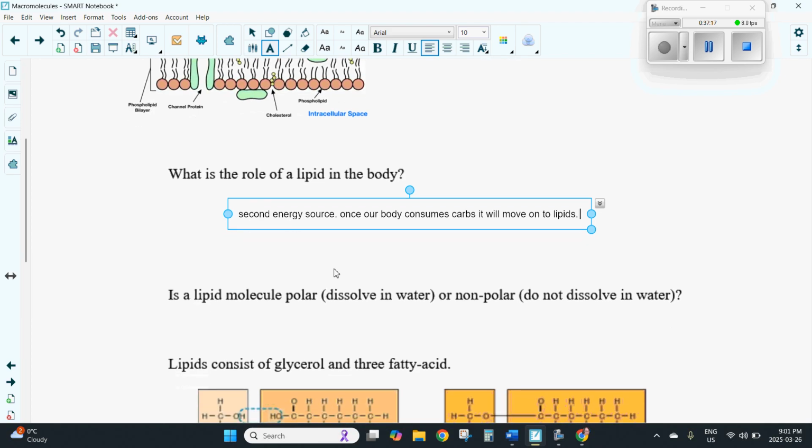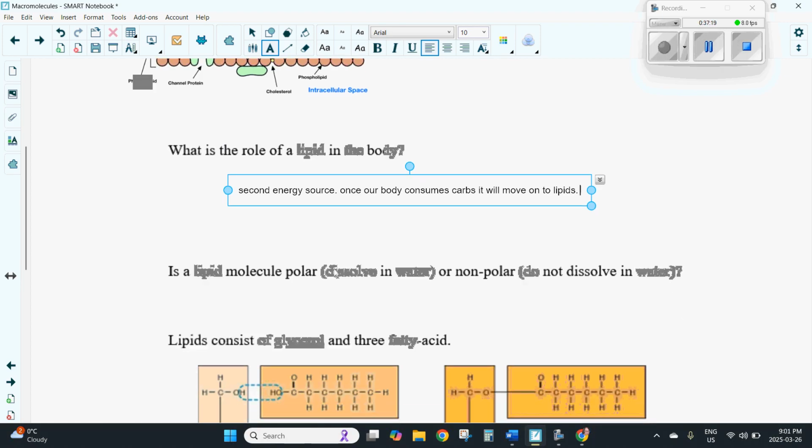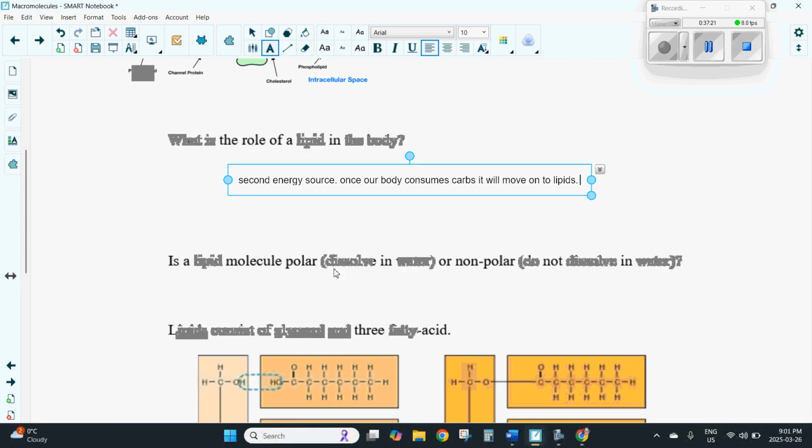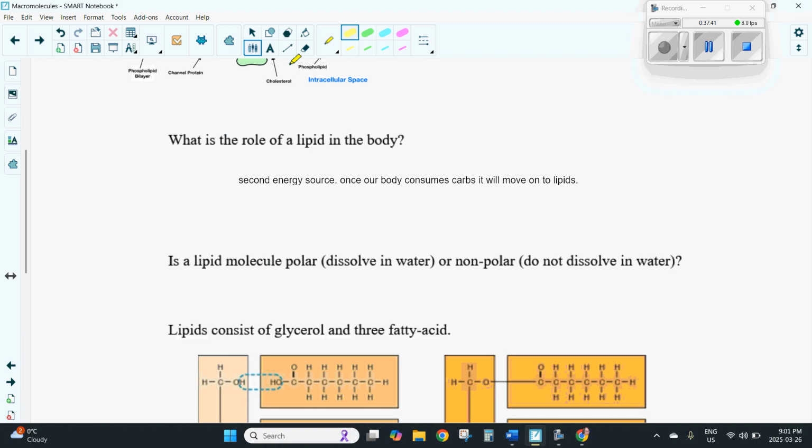So moving on to our next question. It says here, is a lipid molecule polar or non-polar? So I answered this one at the top, so you should be able to answer this one. So pause your video and fill that part in, or go back and try to answer this one. So this is one I expect you to answer on your own.